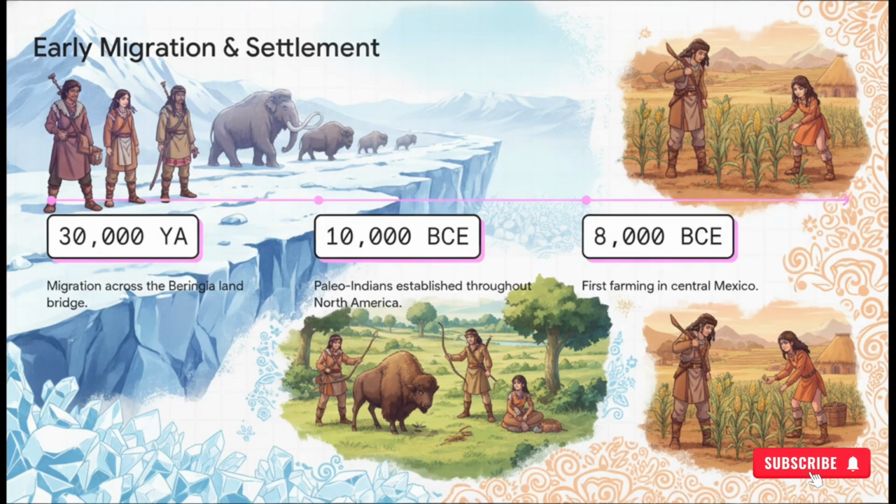Fast forward to 10,000 BCE, and these Paleo-Indians were well established all across the continent. They adapted from hunting massive Ice Age megafauna, like we're talking woolly mammoths, to foraging and hunting bison. And then by 8,000 BCE, we see a massive leap in human development, the forging of the very first agricultural systems down in central Mexico.